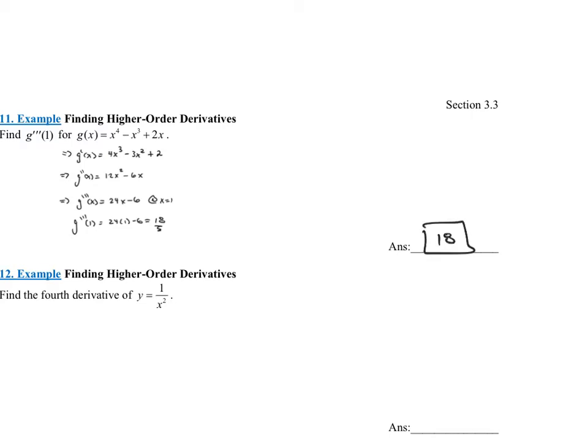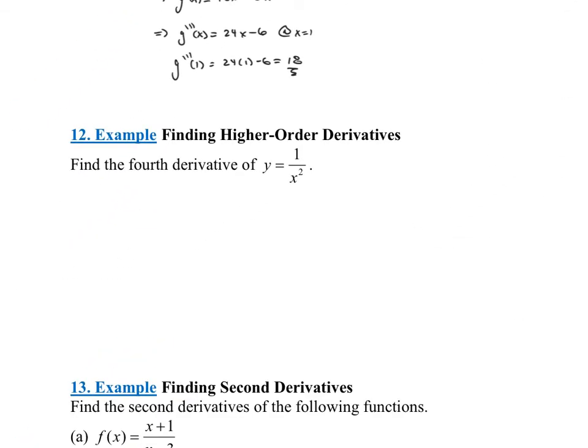Okay, let's look on to the next one. It says find the fourth derivative of y equals 1 over x squared. Well, again, what I want to do is write this in exponential form where the x is in the numerator. So I'm going to have x to the negative 2 is how I think of my original function.